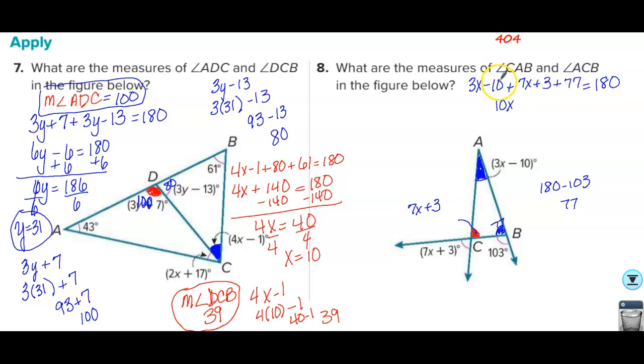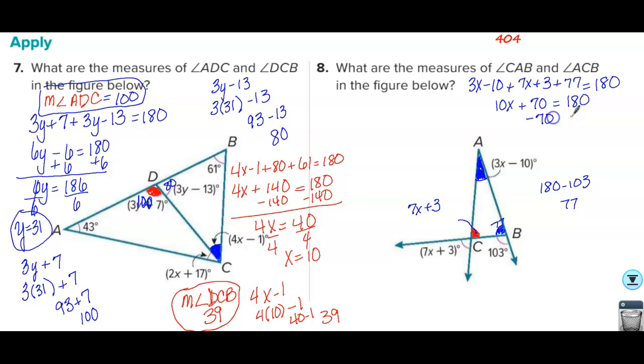And I've got a negative 10, which when I take 10 away from this gives me 67. But if I add 3 more in, that's going to give me positive 70. You could have used a calculator if you wanted. You would just go negative 10 plus 3 plus 77. And I know that all equals 180.